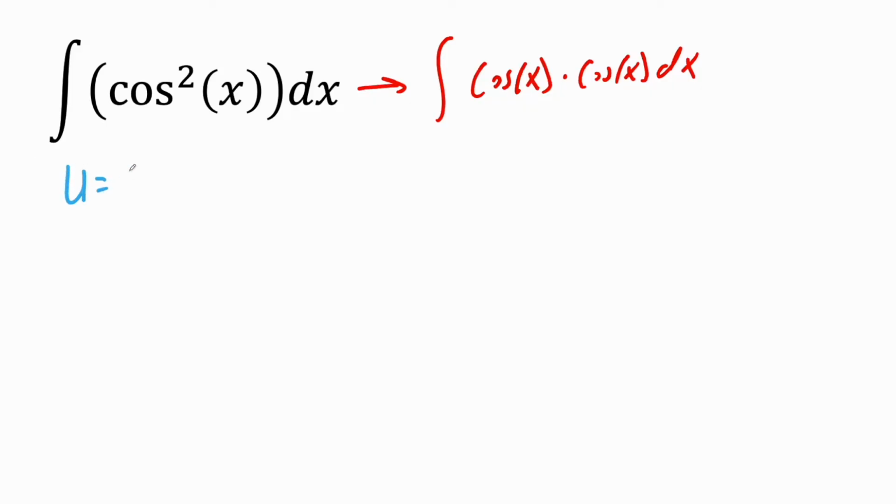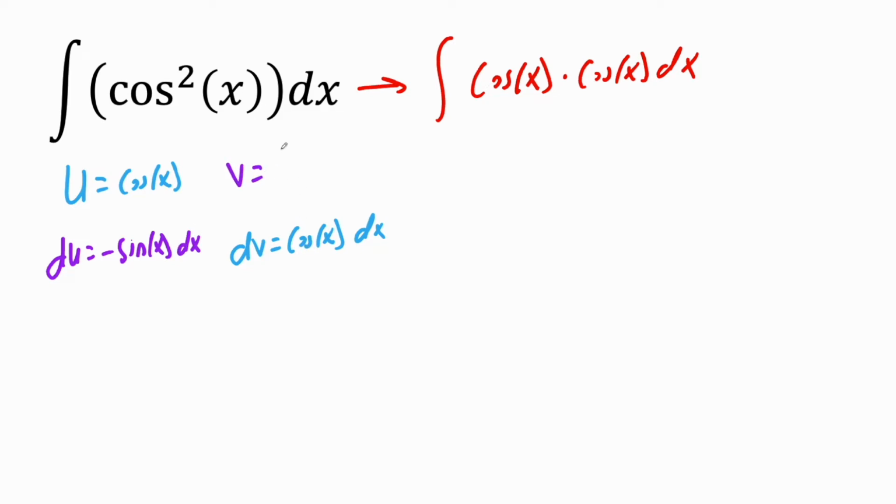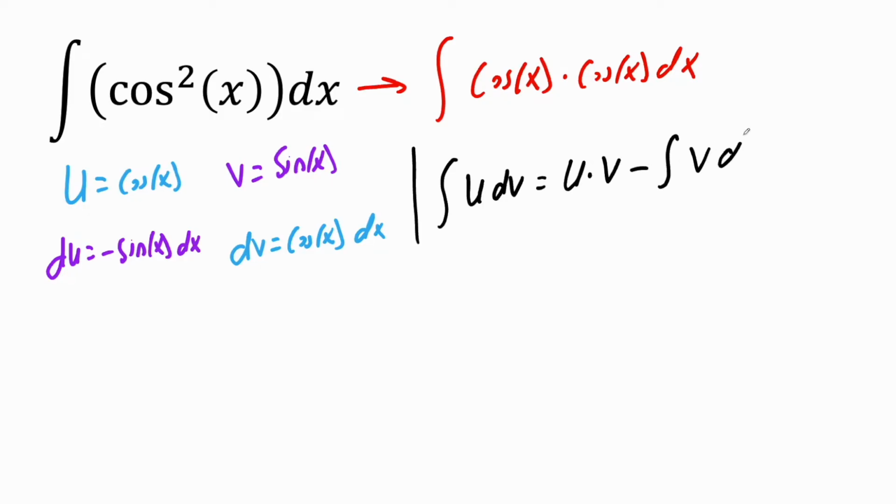So u is equal to cosine(x), and dv is equal to cosine(x) dx. And then our du will equal negative sine(x) dx, and our v, so the integral of cosine x, would give us sine x. At this point, we're going to write the integration by parts formula. So the integral u dv is equal to u times v minus the integral v du.